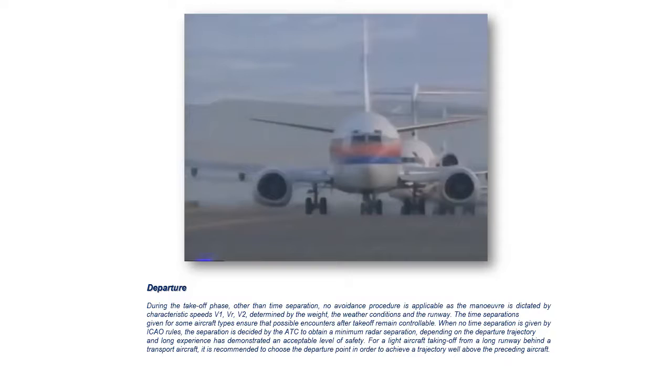When no time separation is given by ICAO rules, the separation is decided by the ATC to obtain a minimum radar separation, depending on the departure trajectory, and long experience has demonstrated an acceptable level of safety. For a light aircraft taking off from a long runway behind a transport aircraft, it is recommended to choose the departure point in order to achieve a trajectory well above the preceding aircraft.